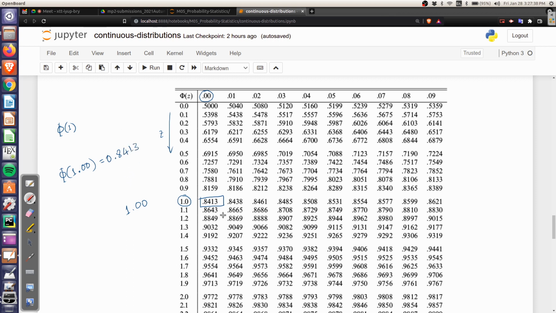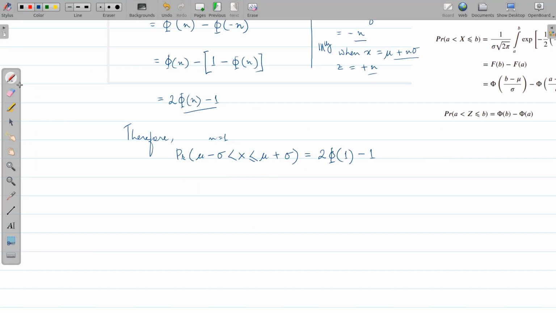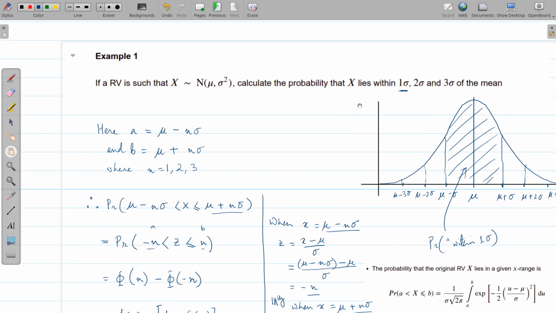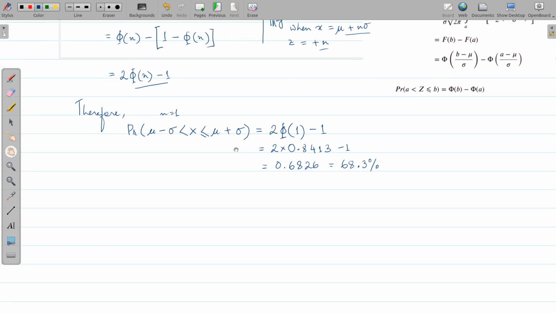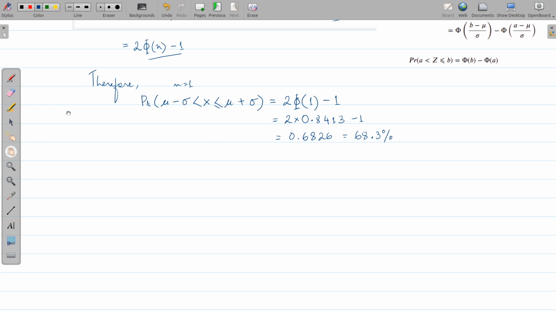We'll take 0.8413 and substitute it over here. So this is equal to 2 into 0.8413 minus 1, and if you calculate this, it comes to 0.6826, which is basically 68.3%. So there is a 68.3% probability that x lies within 1 sigma. Does this make sense, everybody?